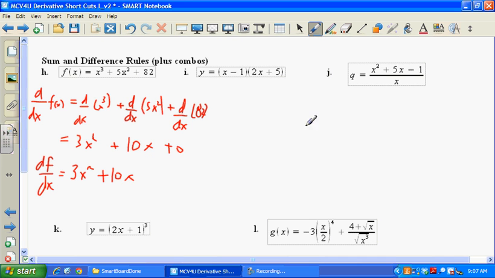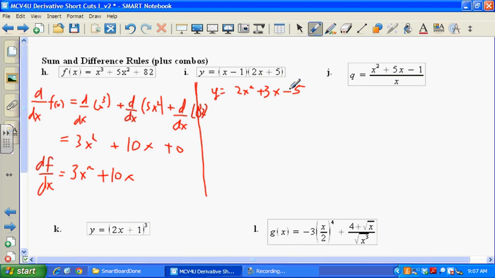There's other ones here that we don't have a rule for, the product of two things, do I? So how am I going to handle this? Well, I'm going to do some work first. I'm going to expand this. So you multiply this out, and you get 2x squared plus 3x minus 5.